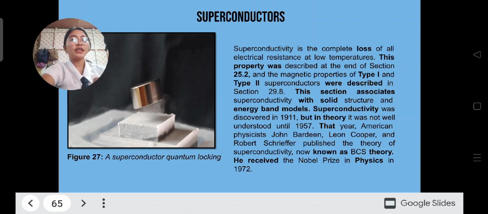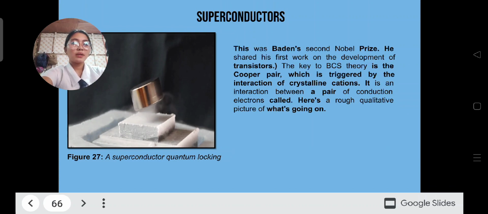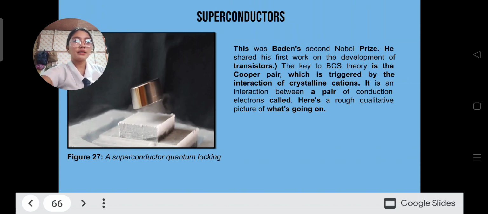Superconductivity was discovered in 1911, but in theory, it was not well understood until 1957. That year, American physicists John Bardeen, Leon Cooper, and Robert Schrieffer published the theory of superconductivity, now known as BCS theory. They received the Nobel Prize in Physics in 1972. So this was Bardeen's second Nobel Prize. He shared his first for his work on the development of transistors.